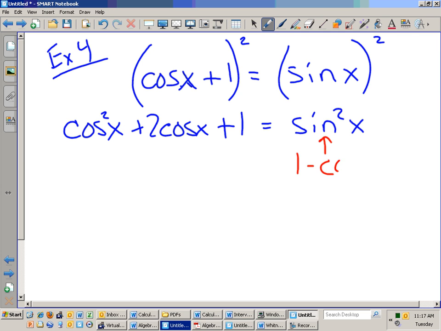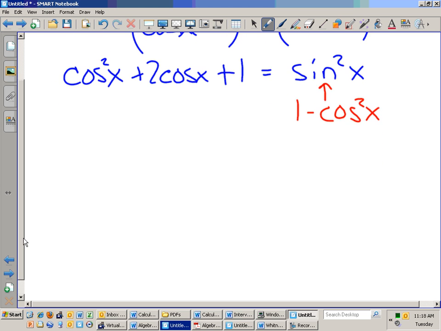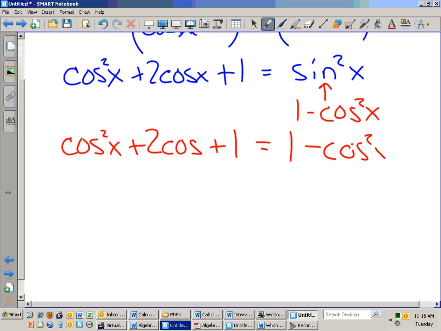1 minus cosine squared of x. That's what we put in there. So we come up with cosine squared of x plus 2 cosine of x plus 1 is 1 minus cosine squared of x. Now everything's written in terms of cosine. What do you want to do next? Gather everything over to one side. Okay, let's gather over to the left.